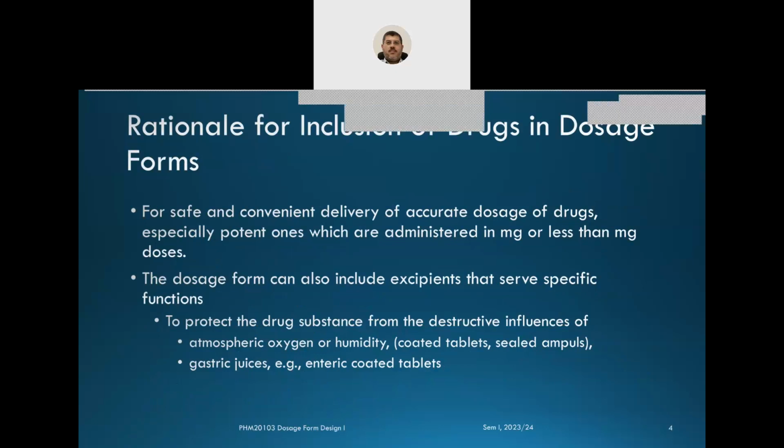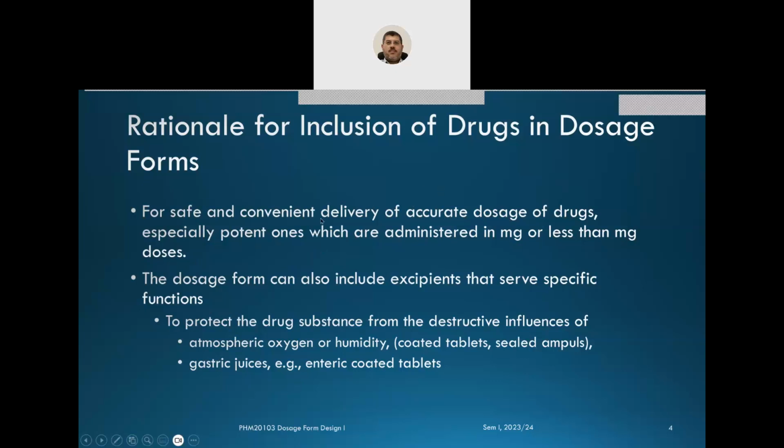So what is the reason for inclusion of drugs in dosage form? Why don't you just give the pure API to the patient and that's enough? He can administer the pure API. This is in most cases impossible. Okay? For safe and convenient delivery of accurate dosage of drugs, especially potent ones, which are administered in milligrams or less than milligram doses, we need to include the drugs in dosage form.